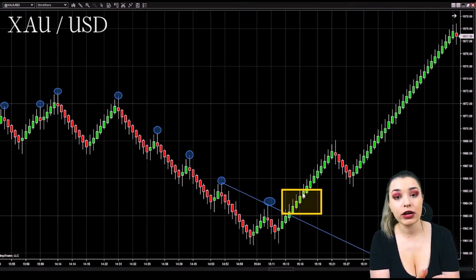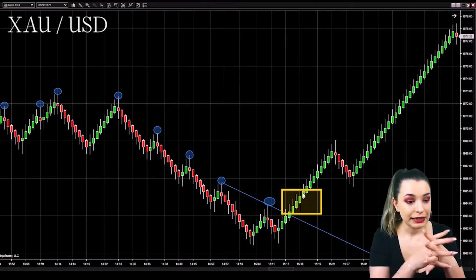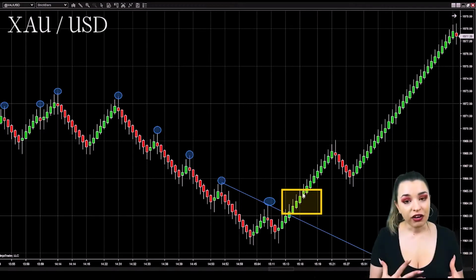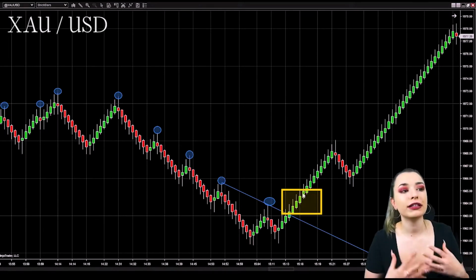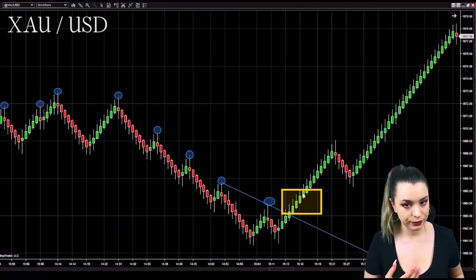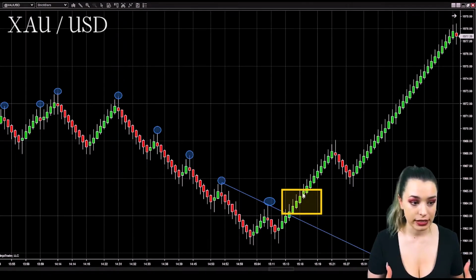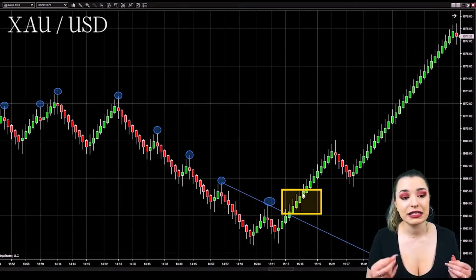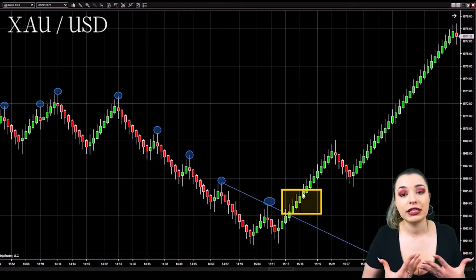This is a price action trading pattern. This is a strategy that you can use with confidence in order to understand what the market will do or might do in the future, just by analyzing what it did before. This is price action trading at its finest. This is basically the strategy itself.